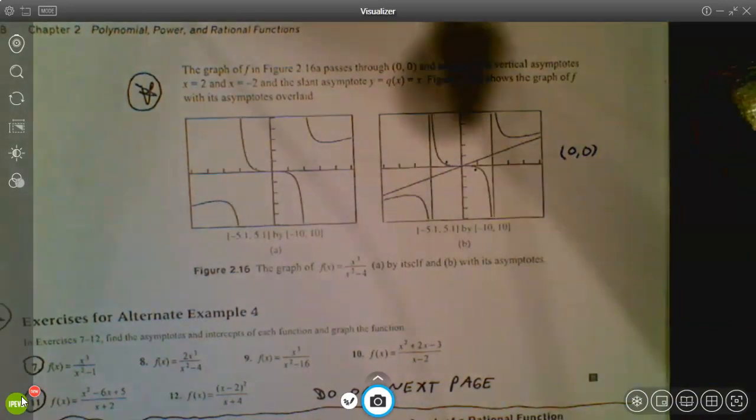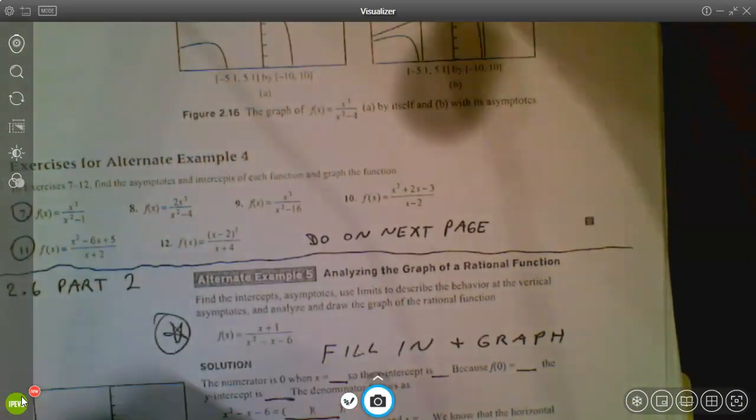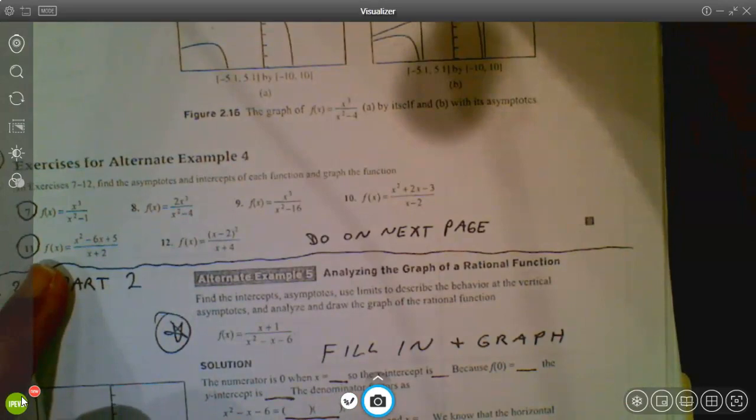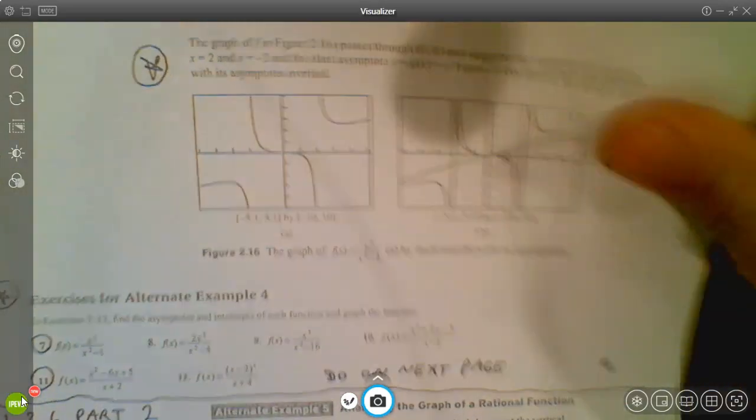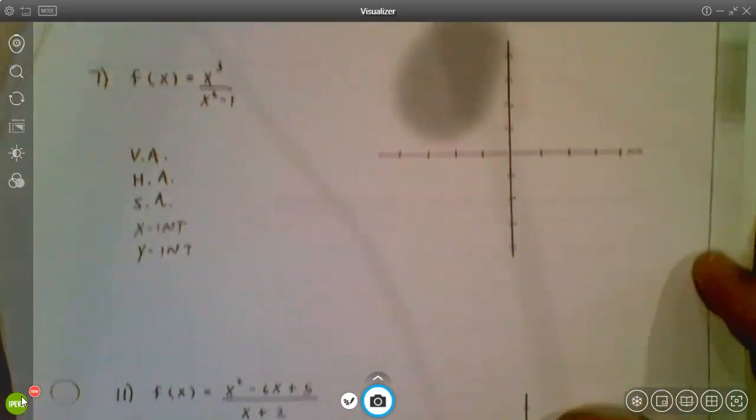These can be tough. These are definitely new for us, so we're going to do those two problems and finish this off on the next page. So I already got it all laid out for you if you printed these.